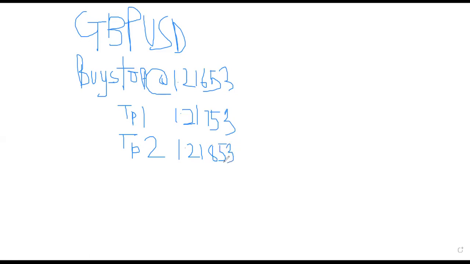But let's say now there's a stop loss. Remember, this is a buy stop. Your SL is, let's say, minus 50 pips. So this becomes 1.21153.